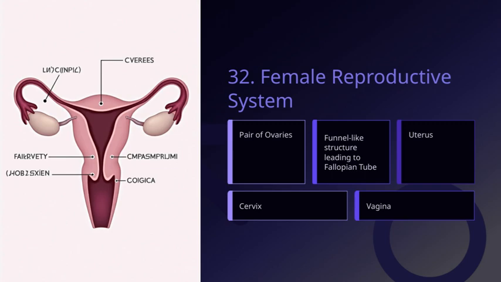Lastly, we have a pair of ovaries, which are responsible for producing eggs and releasing hormones like estrogen and progesterone. These components work together harmoniously to support reproduction and hormonal balance. Understanding these structures helps us appreciate the complexity and beauty of the female reproductive system as a whole.